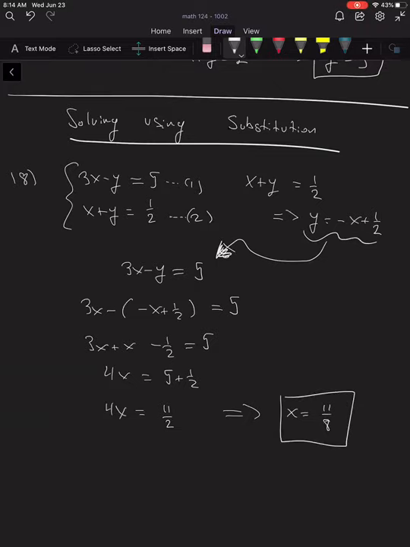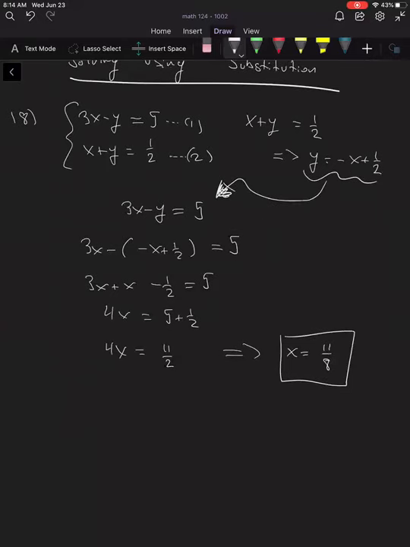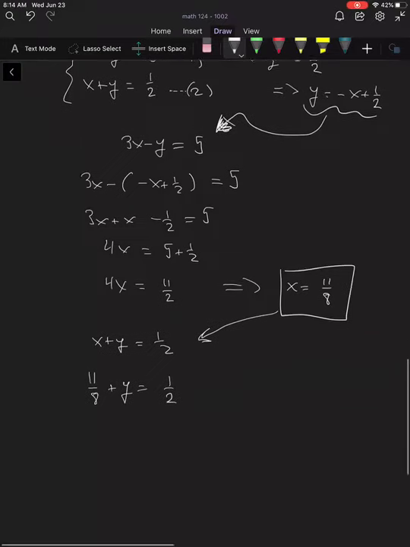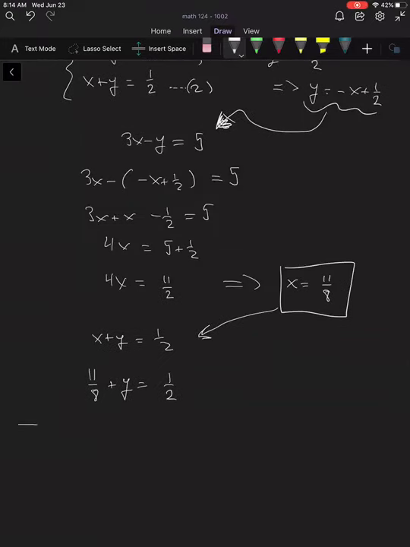So now what we have to do is just plug this x into any of the equations above. So we could choose equation number 2, for example. That's just x plus y is equal to 1/2. So now we need to plug this x value into here. So we get 11 over 8 plus y is equal to 1/2. So this tells us that y is equal to 1/2 minus 11 over 8.